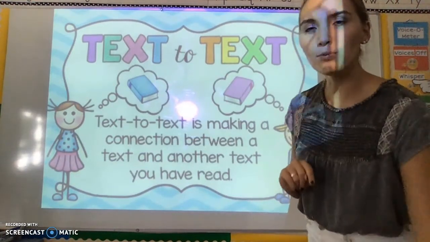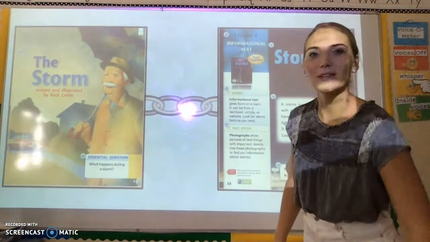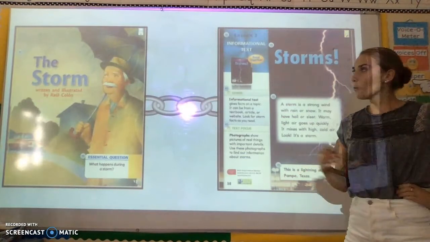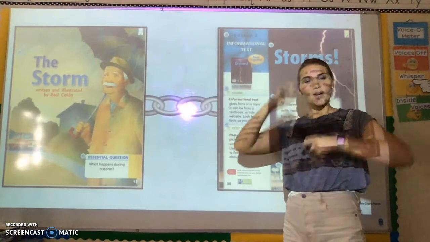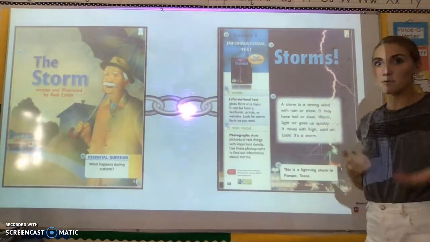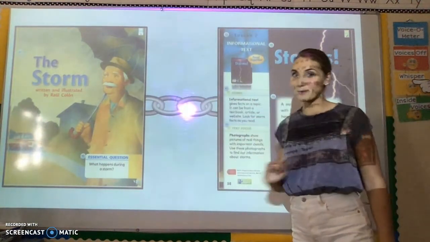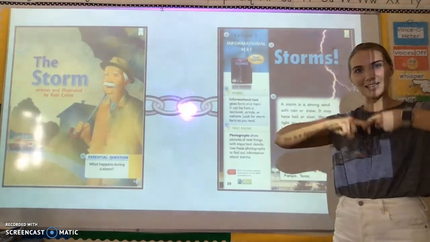So, can you make any text-to-text connections from these two stories this week, boys and girls? What about these stories are the same? When we were reading our informational text, did it remind you of our story that we had read earlier in the week? Can you make one connection?